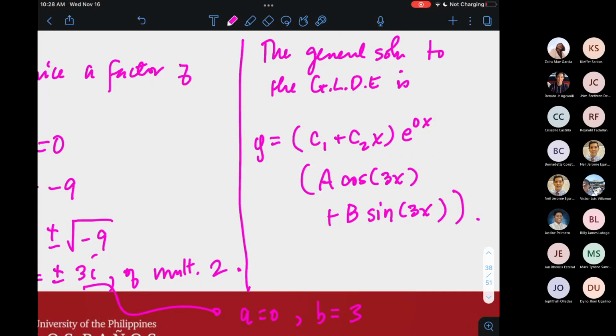Hold on, guys. Medyo nagloloko yung aking pencil. Hold on. Give me one moment.